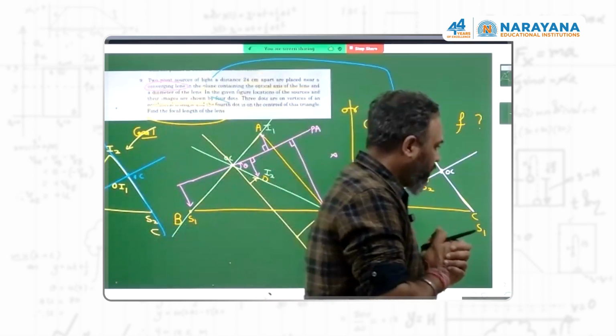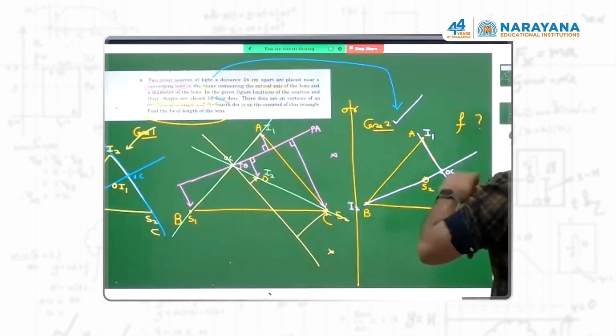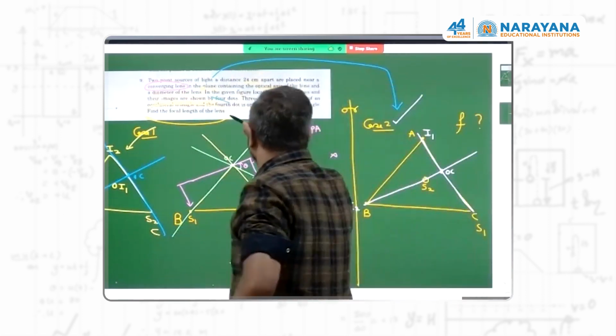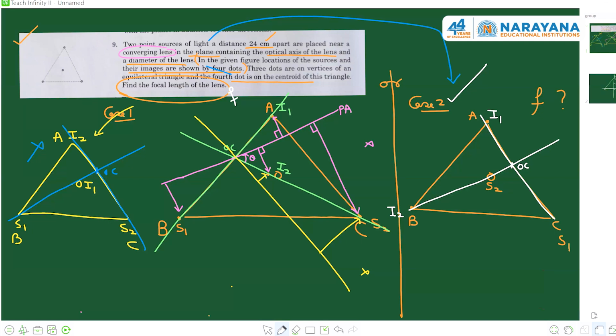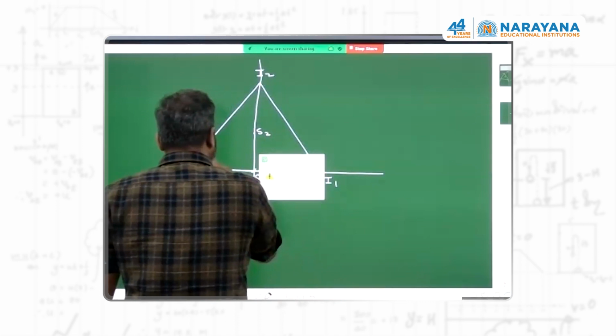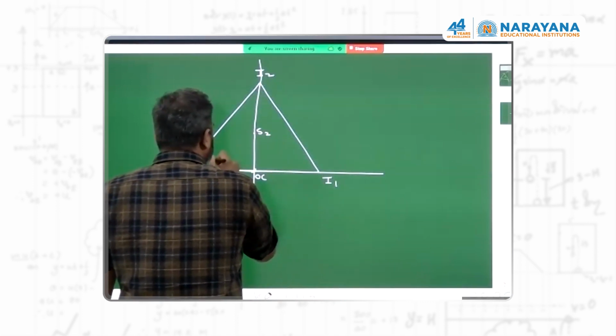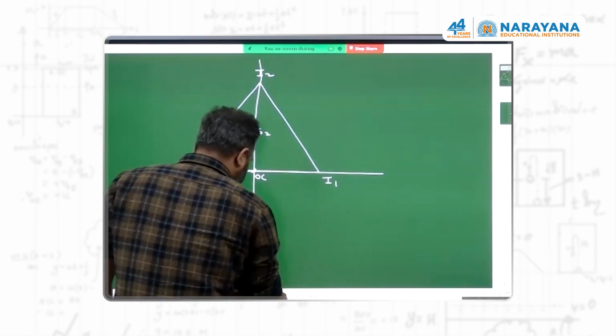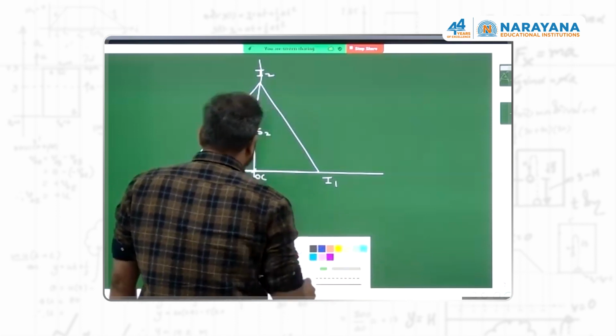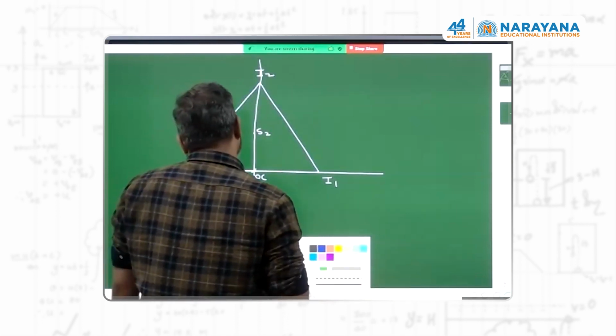So now I know this. Now, what is the data given? He wants me to find out the focal length of the lens. I'll calculate it, don't worry. What is given to me in the problem? The distance between the 2 point sources of light is given as 24. So I will definitely use that property here. Now we will use that distance, 24. Now first let me draw the principal axis and finish off the problem.